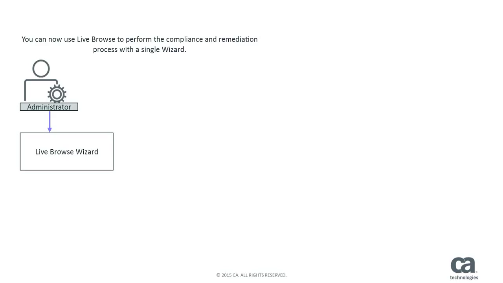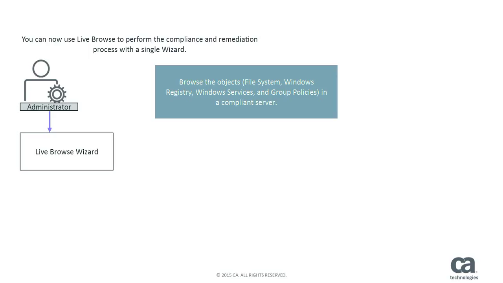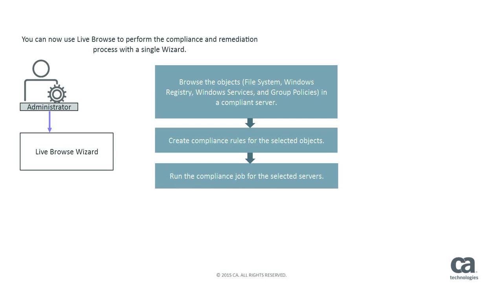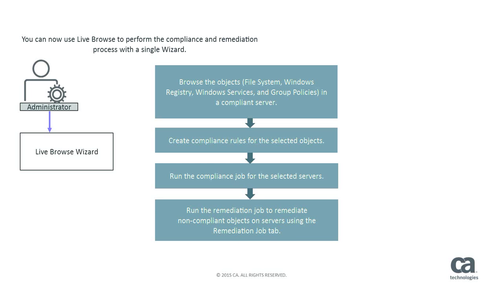Step 1. Browse the objects, file system, Windows registry, Windows services, and group policies in a compliant server. Step 2. Create compliance rules for the selected objects. Step 3. Run the compliance job for the selected servers. Step 4. Run the remediation job to remediate non-compliant objects on servers using the Remediation Job tab.